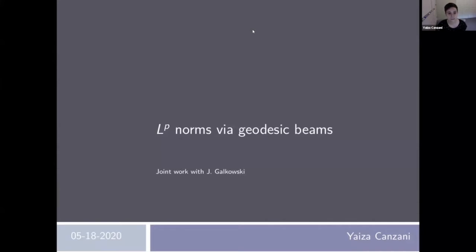What we are going to be doing is talking about Laplace eigenfunctions, although I'm going to explain later that all of this can be translated to more general operators. The goal of this talk is to discuss how eigenfunctions concentrate as measured by their LP norms.